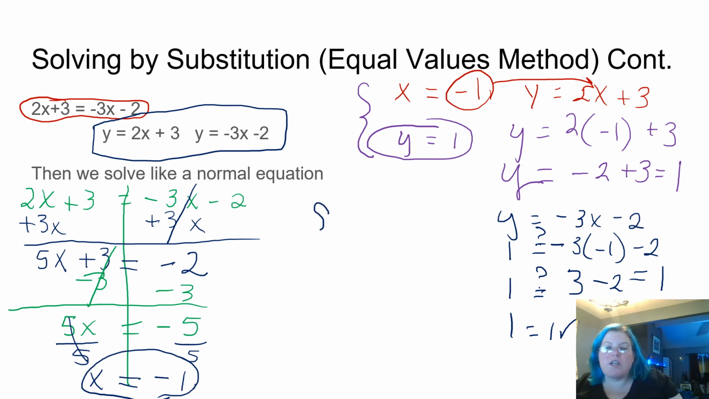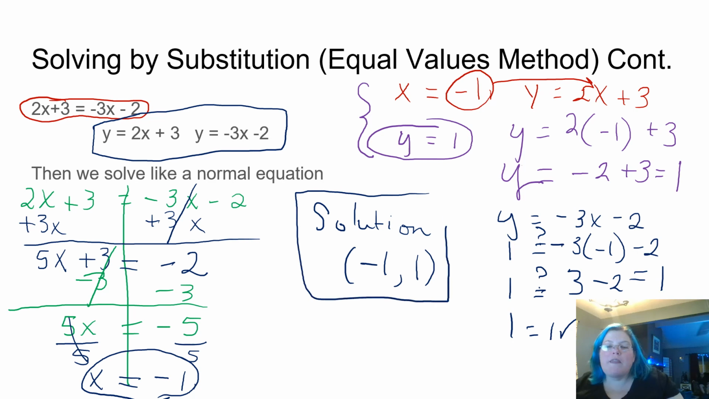So my solution is the ordered pair negative 1, 1. In our system of equations, when x equals negative 1, y equals 1 in both cases. There we go. That is using the equal values method, substitution, to solve a system of equations.